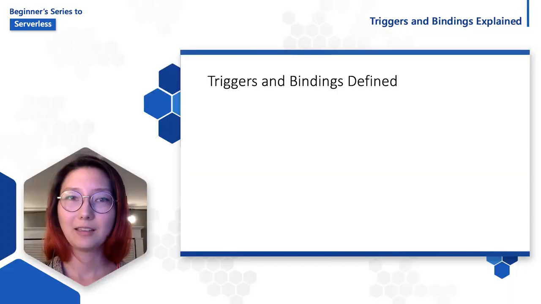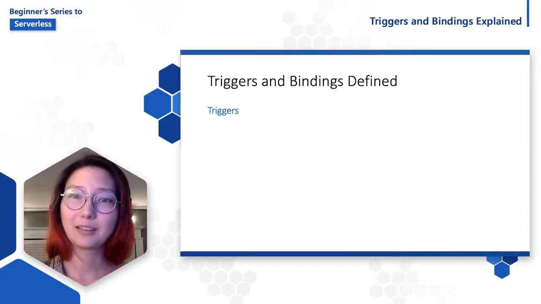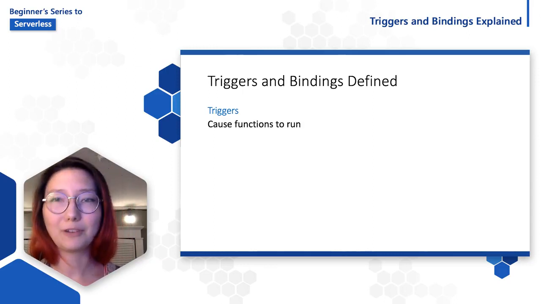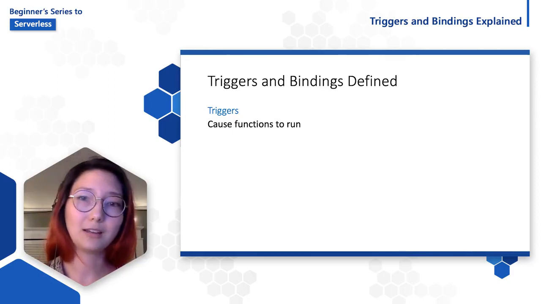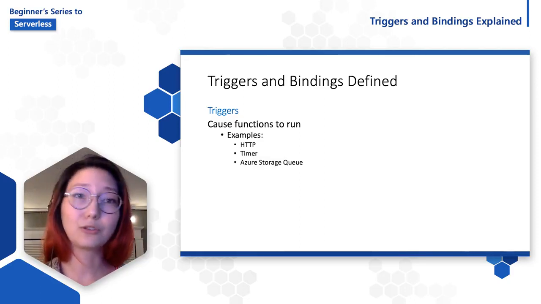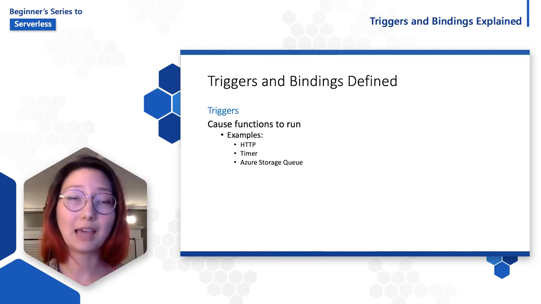In this video, I'm going to be explaining triggers and bindings. Let's start with some definitions. Triggers are what cause a function to run. Every serverless function needs a trigger. Because serverless functions are event-driven, they only run in response to an event. A trigger defines that event that causes the code to run. Some common examples of triggers are HTTP triggers, timer triggers, and queue triggers.